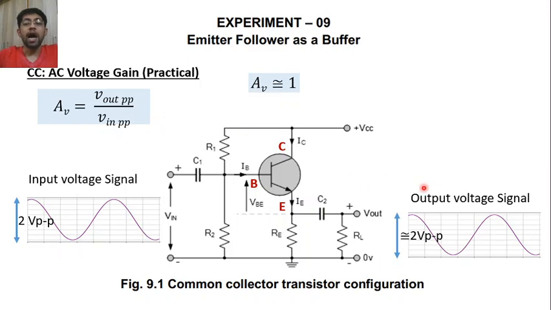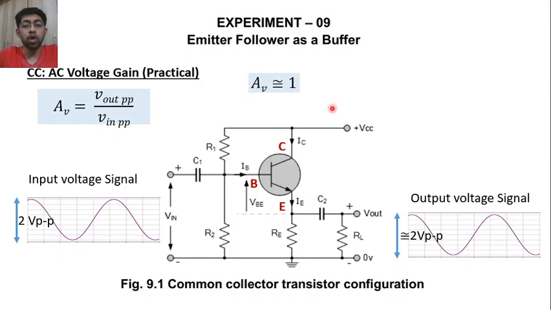But practically output voltage is slightly lesser than the input voltage, so practically we will get AV which is slightly less than 1. But in general terms voltage gain will be nearer to 1, because if we approximate 0.9 with 1, in that sense we can say that the voltage gain will be approximately 1 in this CC configuration.